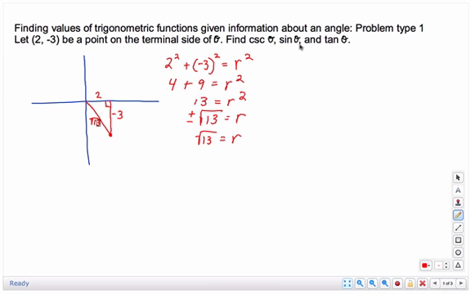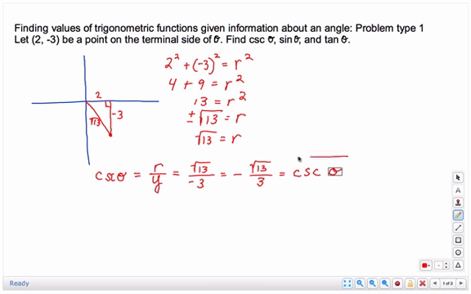Okay, so let's look at the values that we need to find. One of the first things we need to find is the cosecant of theta. Cosecant is the reciprocal of sine. Sine is y over r. So cosecant is r over y. Okay, so r was the square root of 13, and y was a negative 3. So I'm going to just go ahead and pull that negative out in front of that fraction. So cosecant of theta is a negative square root of 13 over 3.